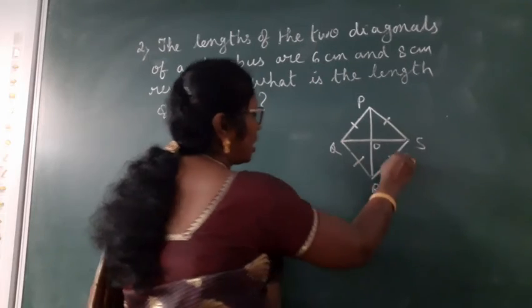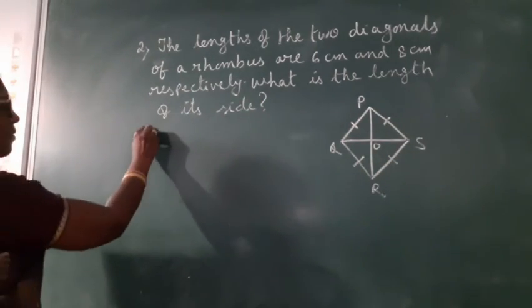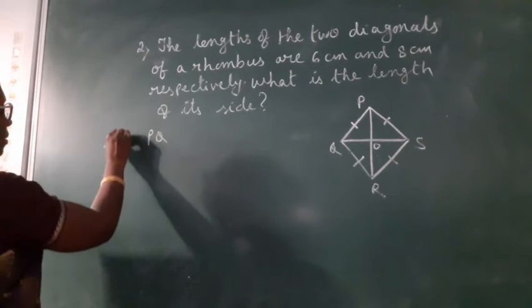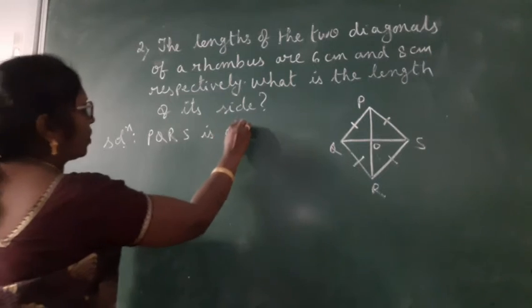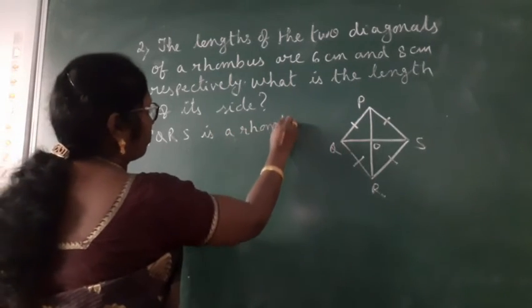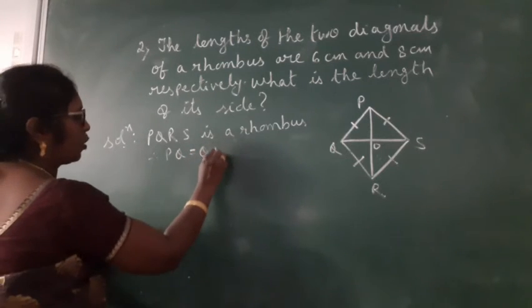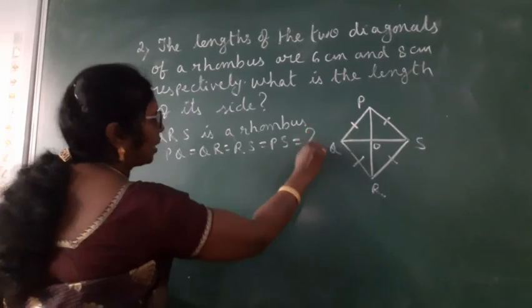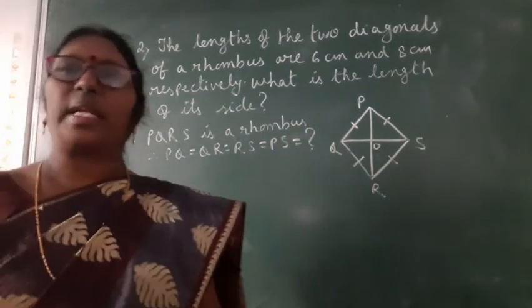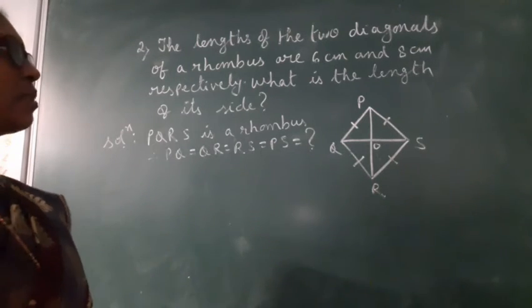We know that in a rhombus, all the sides are equal. So it is given, solution: PQRS is a rhombus. Therefore, PQ is equal to QR is equal to RS is equal to PS. That is what we have to find. Find the length of each side asked. So the side of the rhombus we have to find out.